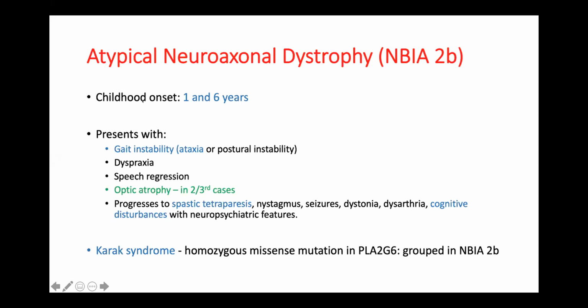Atypical neuroaxonal dystrophy has slightly later onset, mostly presenting with gait instability in the form of ataxia, dyspraxia, speech regression, and optic atrophy in 2/3 of cases. They progress to spastic tetraparesis, and nystagmus and seizures are also seen. Whereas Karak syndrome is secondary to homozygous mutations in PLA2G6, and this is grouped under NBIA2B.